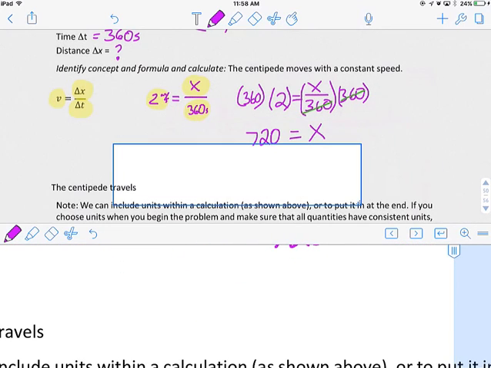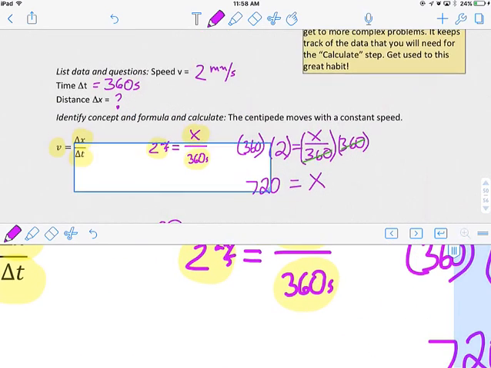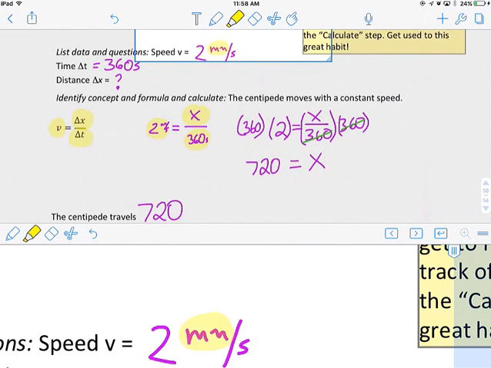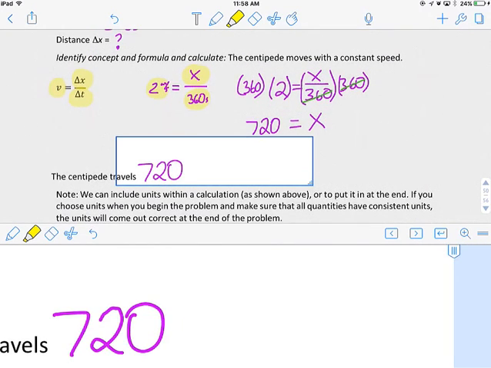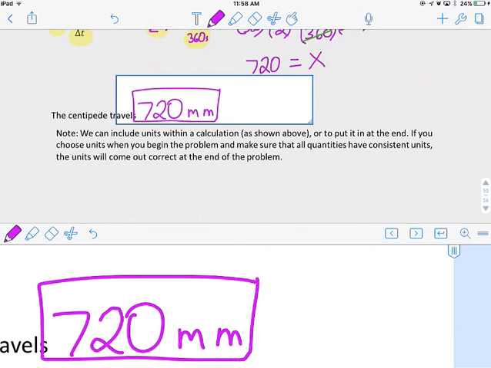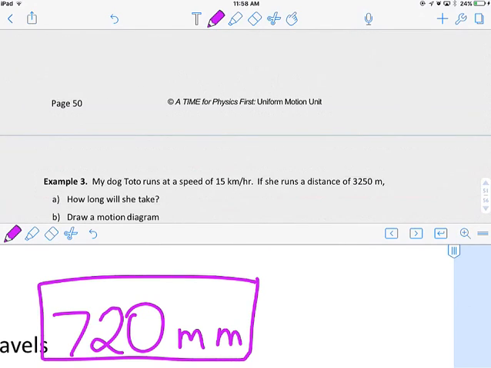And now all I have to do is put my units on it. So I had millimeters in my speed up here where I wrote it. That's my distance unit, distance divided by time. So on this 720, I'm going to put millimeters. So that wasn't too bad. So there's my answer. Okay, everything you learned in math class works here too.